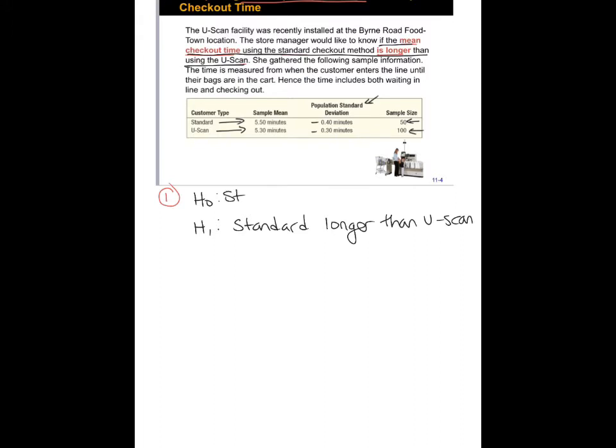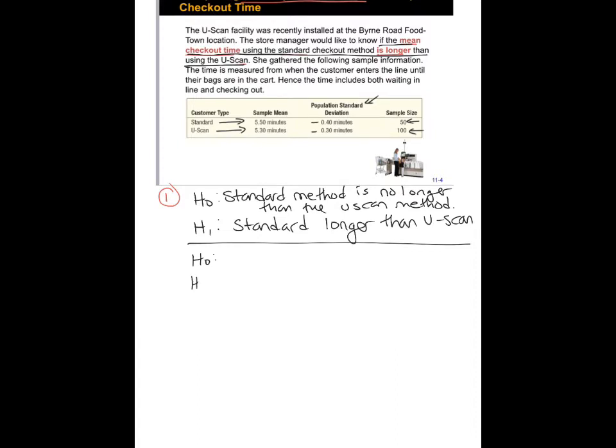Which means the null hypothesis is that the standard method is no longer than the UScan method. Okay, so let's rewrite that mathematically. You don't have to write it this way.